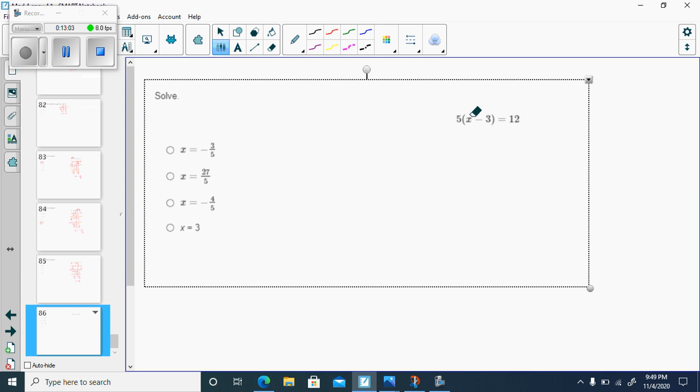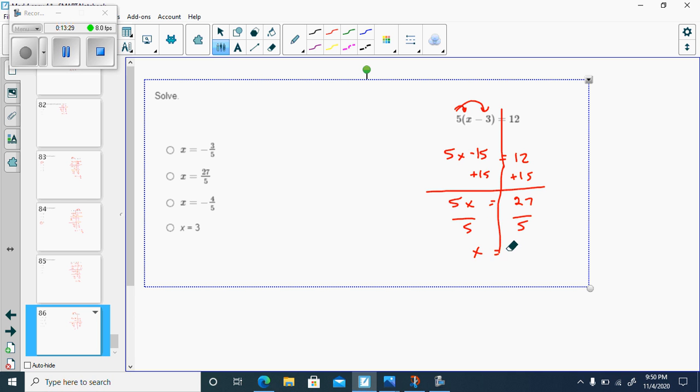And then let's solve for this one. Look, we've got distributive property. 5 times x is 5x. 5 times negative 3 is negative 15. Okay. Let's add 15 to each side. And 5x would be equal to 27. Okay, 12 plus 15 is 27. Divide both sides by 5, and x would be equal to 27/5. Our solution is x is equal to 27/5.